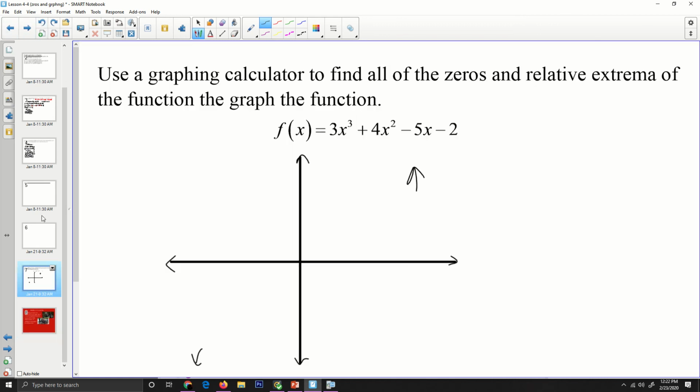I also know that the y-intercept is -2. So let's put this in the graphing calculator. We're going to find those relative extrema, and we know that it's going to come up and it's going to go down, but we don't know where it's going to go through the x-axis. It has to go through it at least once.